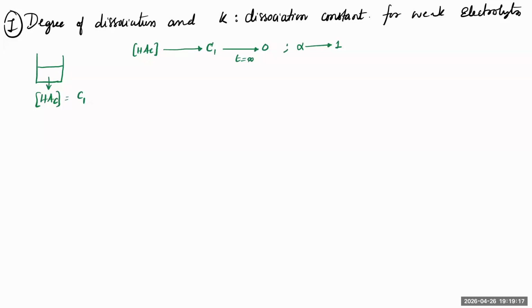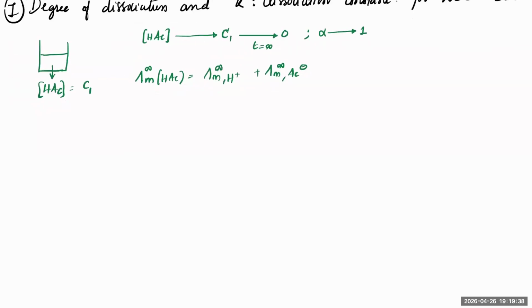Correct? And we know that lambda m infinity for HAC will be equal to lambda m infinity of H plus plus lambda m infinity of AC minus. This is what you know as per Kohlrausch law. So lambda m infinity of HAC represents the alpha value as 1. When alpha value is 1, this will be the molar conductance.